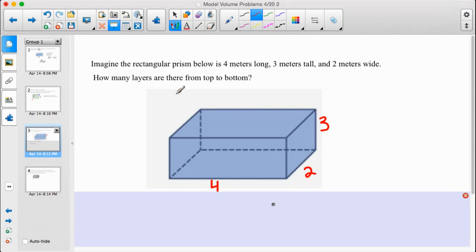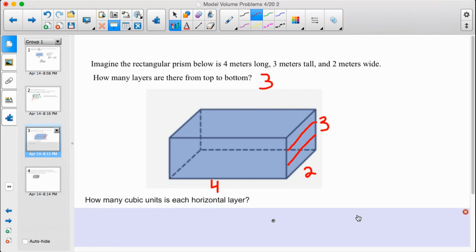Now, it didn't ask for the volume. It asked for how many layers are there from top to bottom. So I'm going to look at my height, because my height tells me my top to bottom. It says 3. That means that there would be 3 layers from top to bottom. It told me that right out in the measurement, so I would just put 3 for that. We're not done yet, so I'm going to go to the next one.